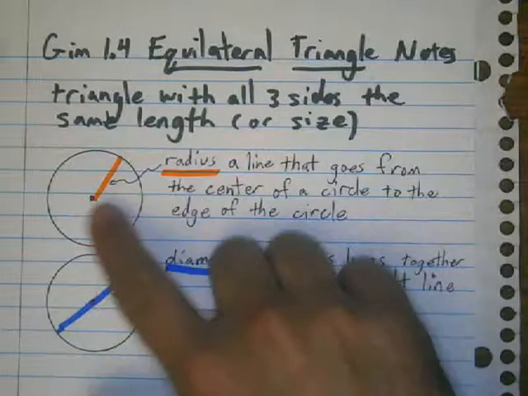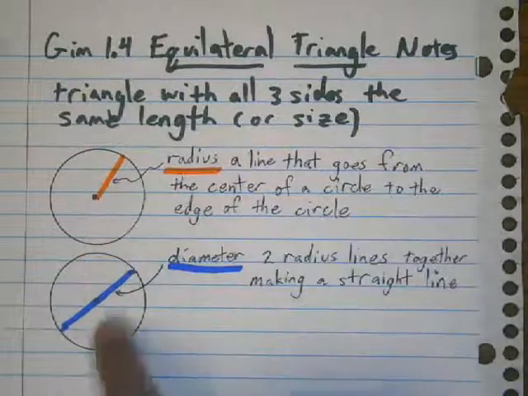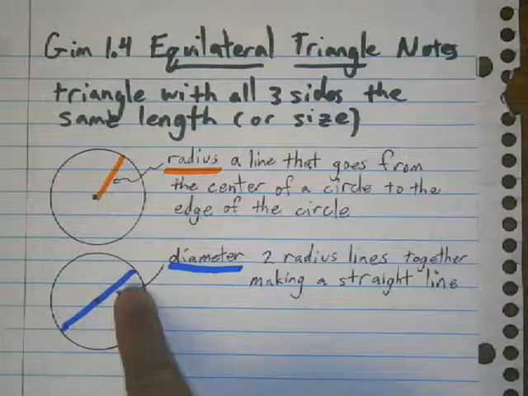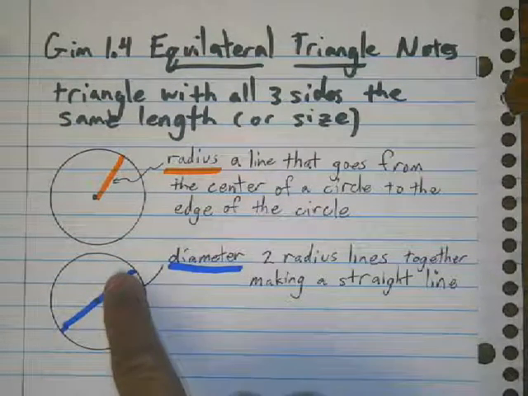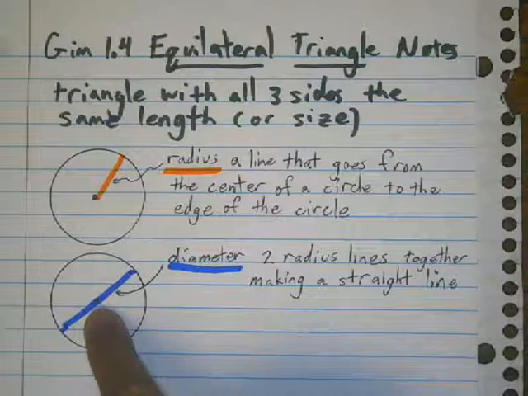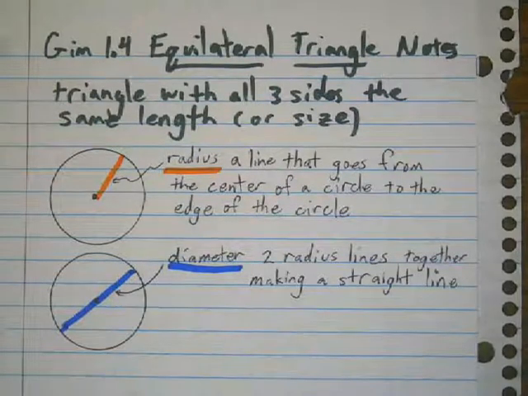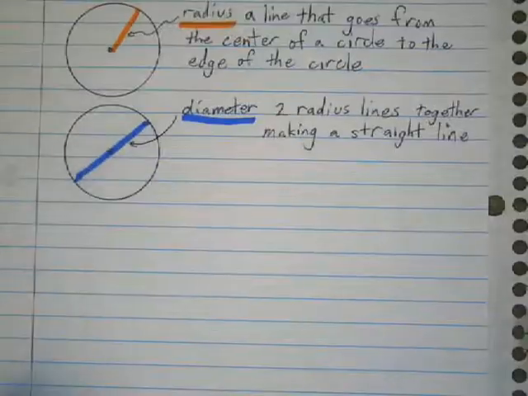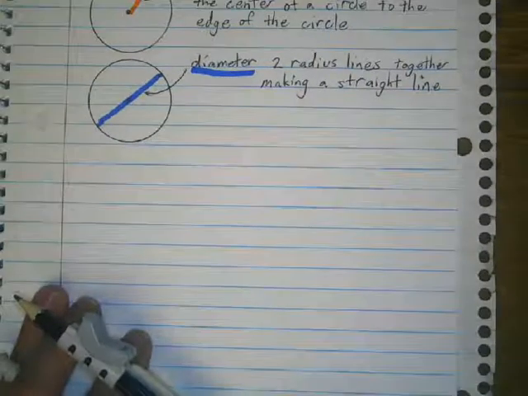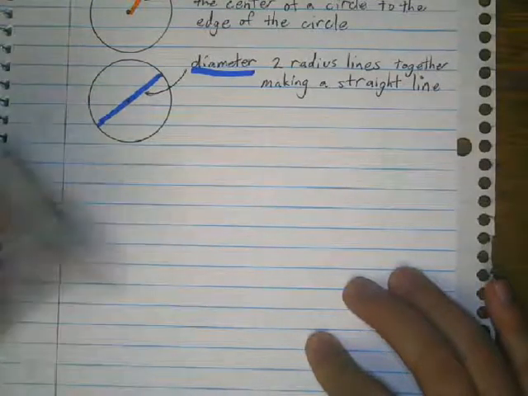A radius is a line that goes from the center of a circle to the edge of a circle. A diameter is a line that goes from one edge to the other edge of a circle and goes through the center, and it's the length of two radiuses. Okay, so we're going to make the shape that we did in class just recently, and we're going to try to create an equilateral triangle.